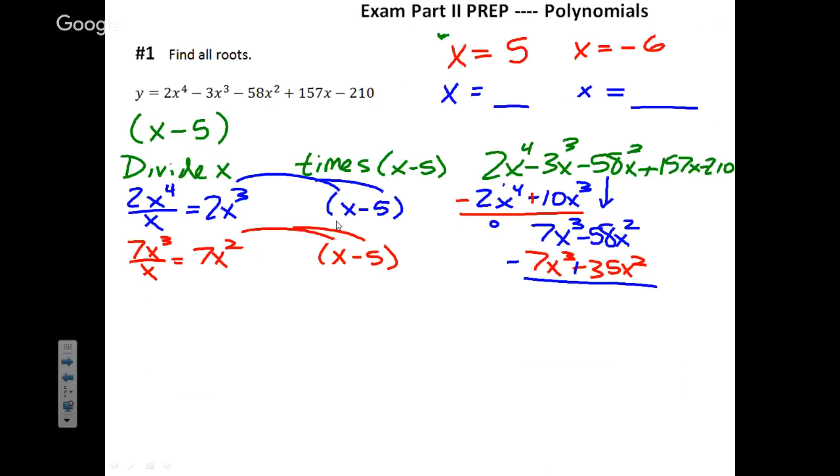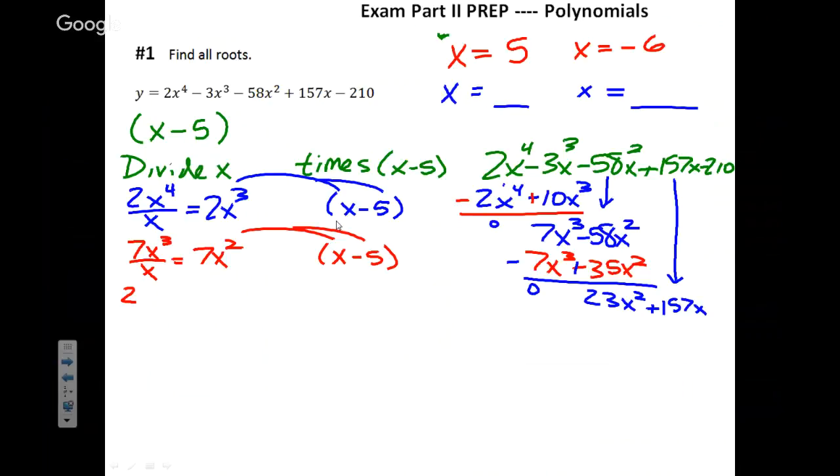Am I going too fast? I feel like I'm going too fast. Okay. And then I get 0. And then somebody help me out here. What's negative 58 plus 35? 23, is that right? Okay, so 23x squared. Then we bring down the next thing, 157x. And then we start over again.